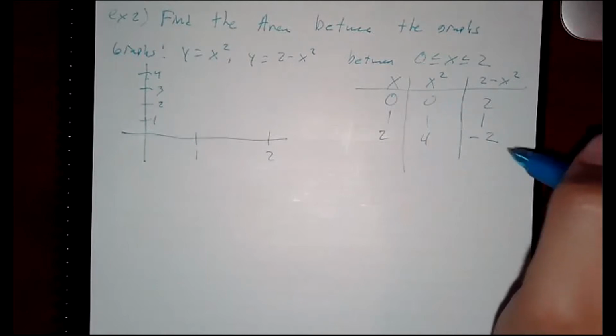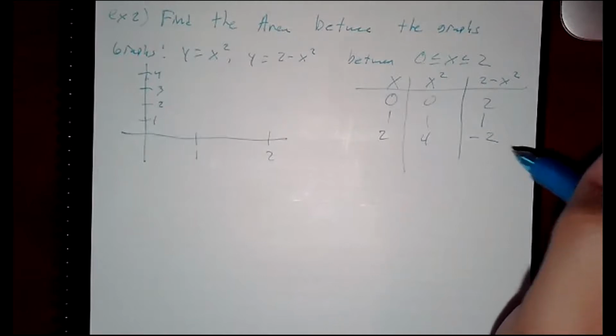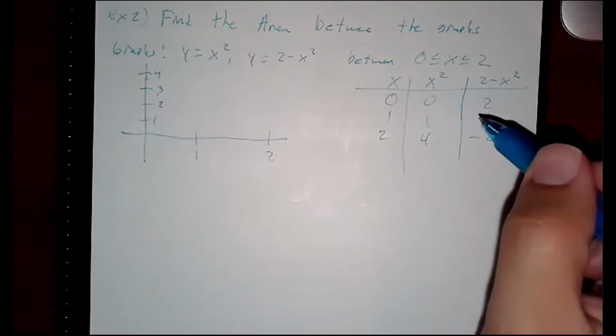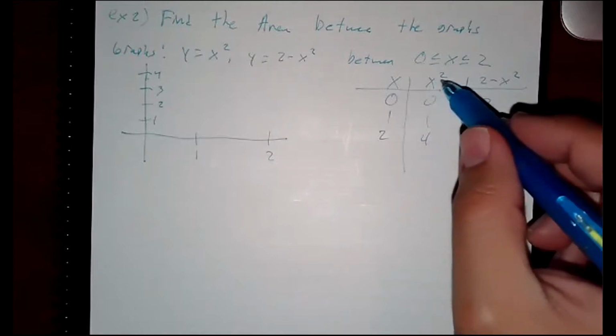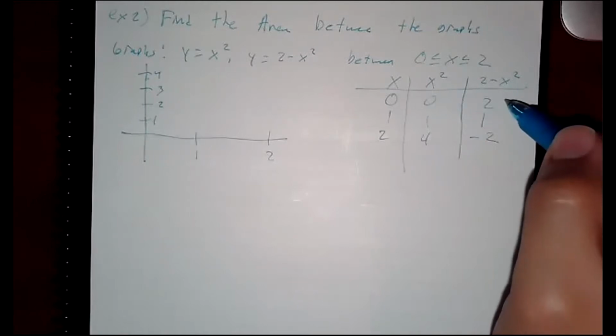I want to make sure you see where the numbers came from. The numbers were from the bounds, 0 and 2, and then you're plugging them back into the x. So plug in the 0, 1, 2, and then you get these outputs.